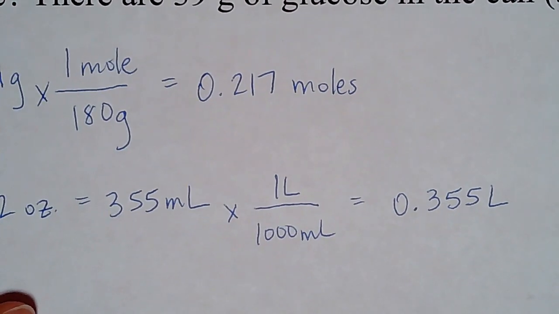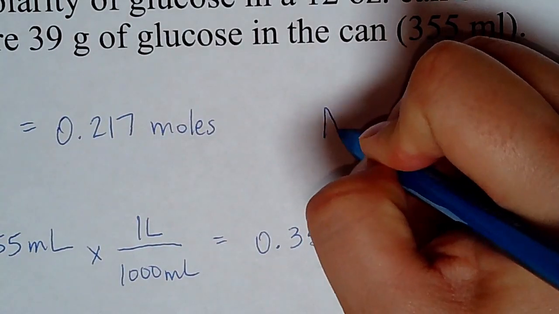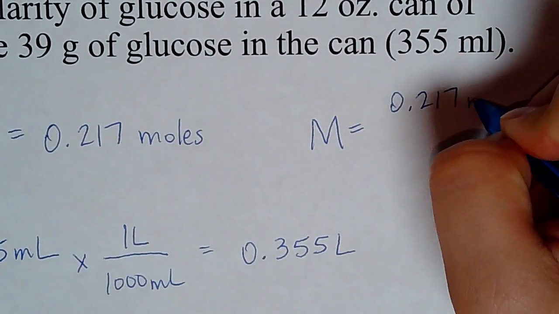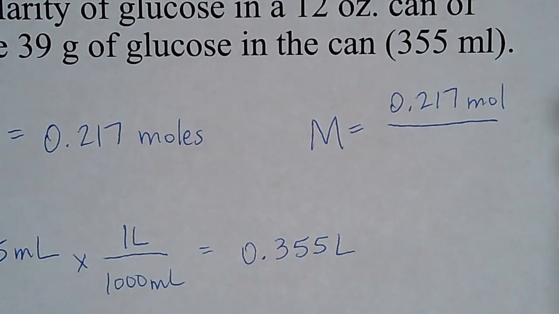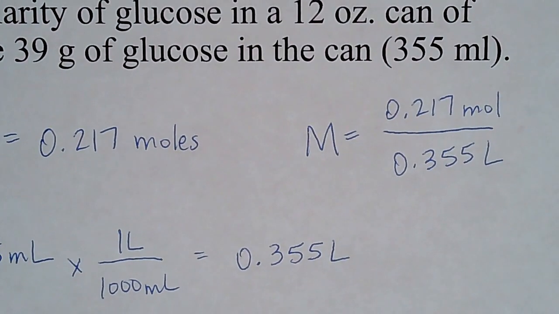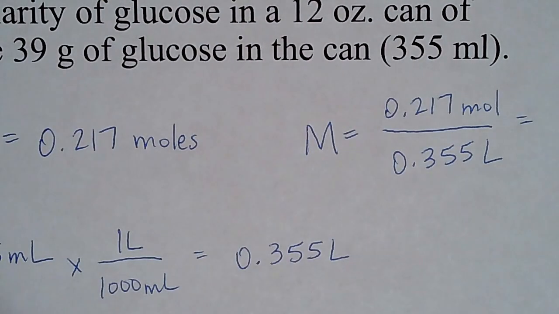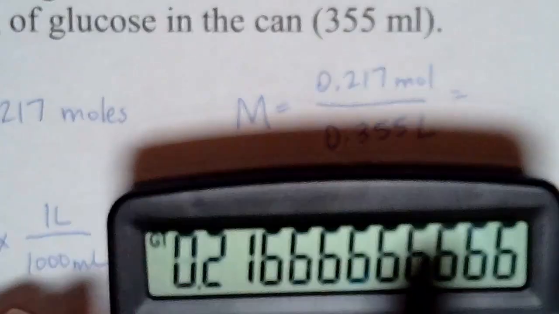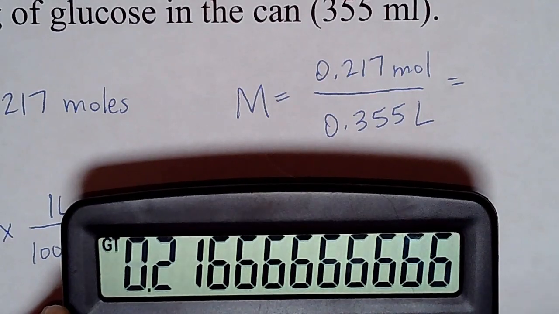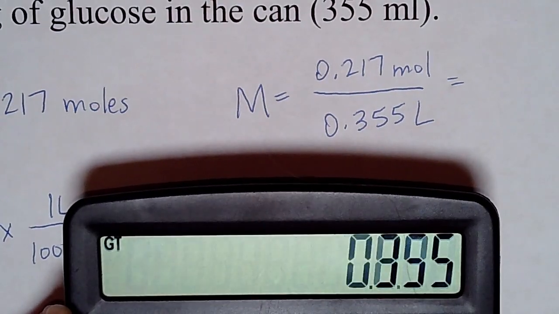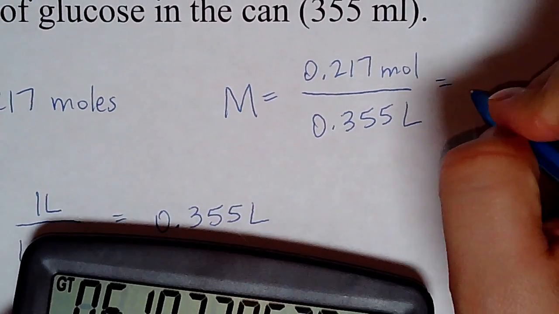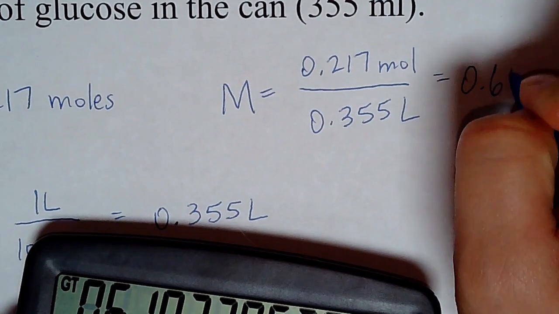So our molarity, capital M, is going to be our moles, 0.217 moles, divided by our liters, 0.355 liters. Okay. So we already have our moles in there. We're going to divide by 0.355, 0.61 for our molarity.